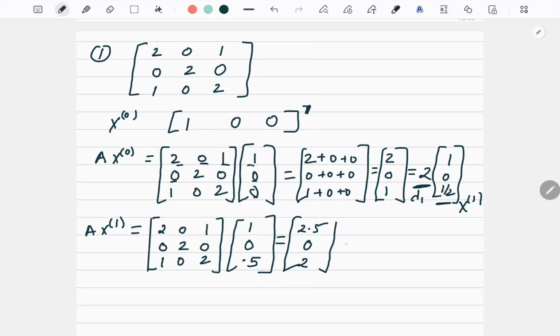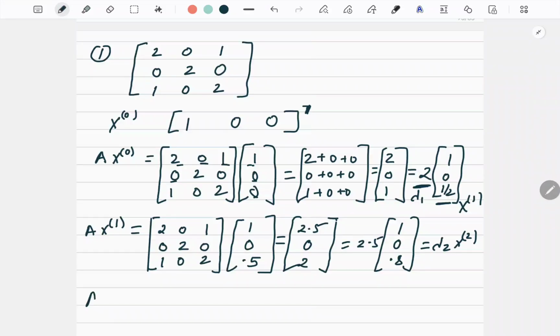Which is the largest value? 2.5. So 2.5 will come out and I am left with 1, 0 and 2 upon 2.5. So 2 upon 2.5 when you do that, will be equal to 0.8. So this is my lambda 2 and my x2.